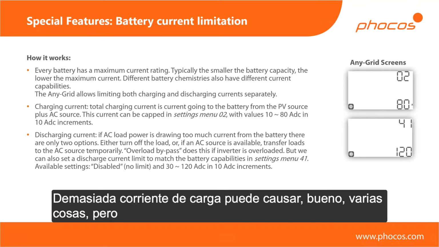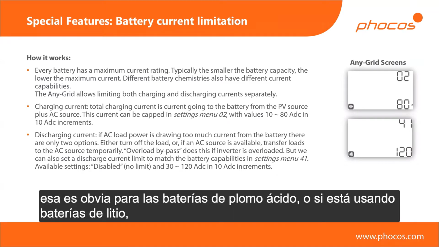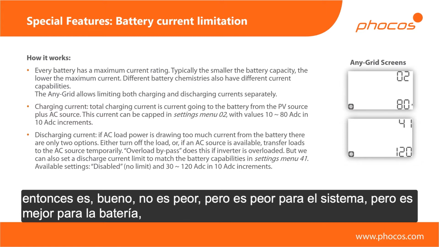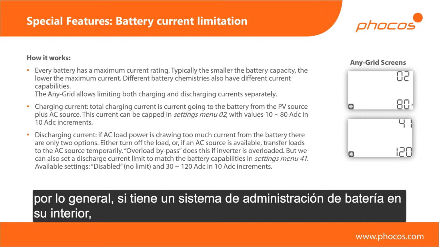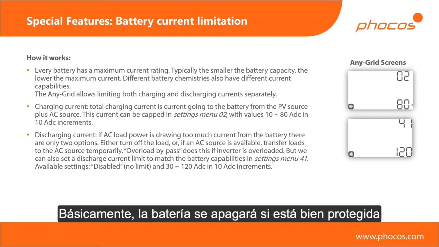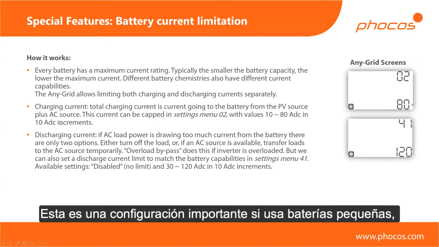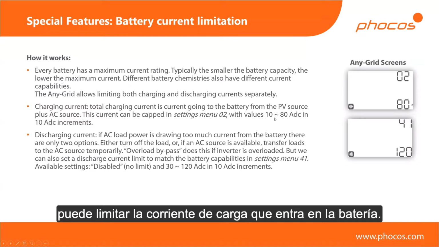Too much charging current can cause, well, several things, but two main things would be overheating the battery, which is the obvious one for lead acid batteries. Or if you're using lithium batteries, it's not worse for the battery, but it's worse for the system. Typically, if you have a battery management system inside, the BMS will simply notice that there's too much current going into the battery and will simply shut down. So basically your battery will just turn off if it's well protected, or it could even be damaged if it's not well protected. So this is an important setting if you're using small batteries. You can limit the charging current that's going into the battery.